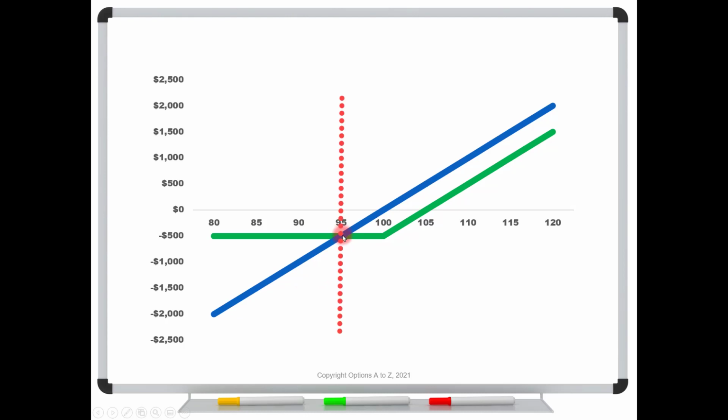Now, the point where the blue and green lines cross, what's called a crossover point, is when they're equal. They would both lose 500 bucks at this point. So in this example, your insurance really kicks in below 95. That's when the green line flattens out, but the blue line continues to head into losses. So this is really the two different choices that you have.